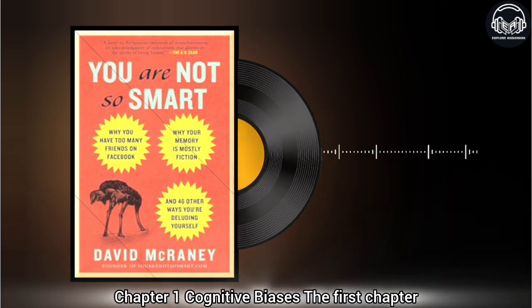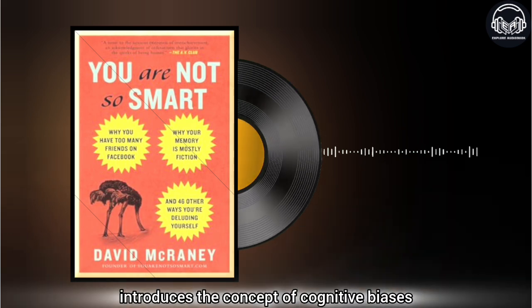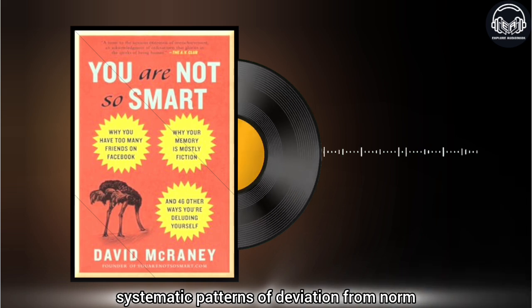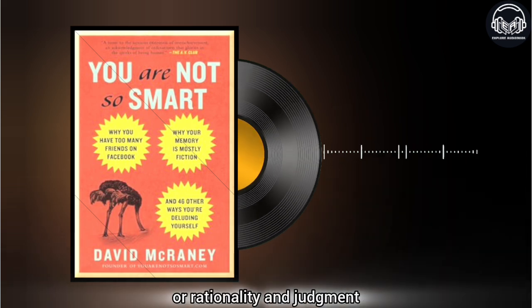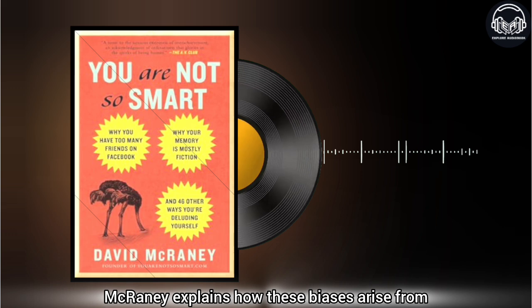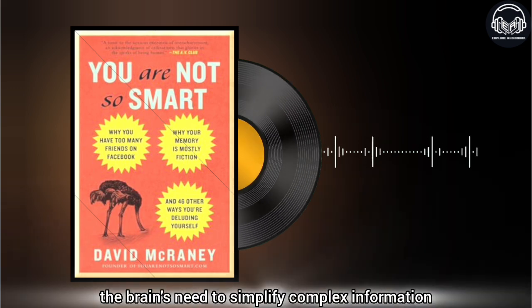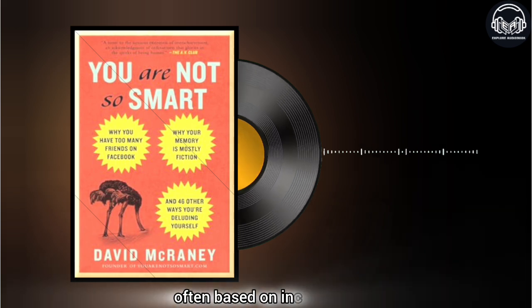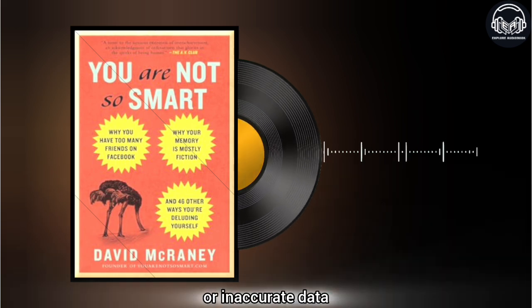Chapter 1. Cognitive Biases. The first chapter introduces the concept of cognitive biases, systematic patterns of deviation from norm or rationality in judgment. McRaney explains how these biases arise from the brain's need to simplify complex information and make quick decisions, often based on incomplete or inaccurate data.